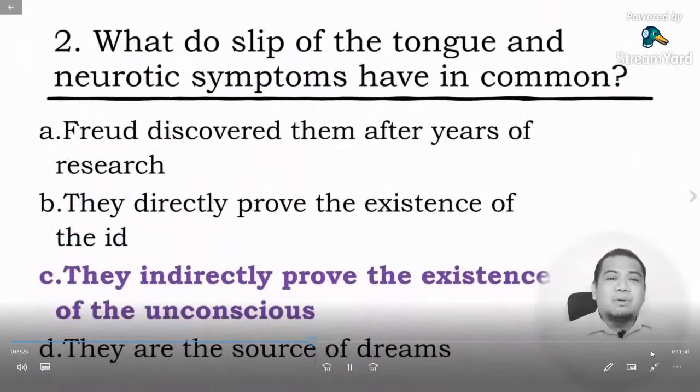Number 2. What do slip of the tongue and neurotic symptom have in common? The answer, letter C. They indirectly prove the existence of the unconscious. Because the unconscious is not available to the conscious mind, how can one, if it really exists, prove it? Freud felt that its existence could be proved only indirectly. To him, the unconscious is the explanation for the meaning behind dreams, slip of the tongue, and certain kinds of forgetting called repression.